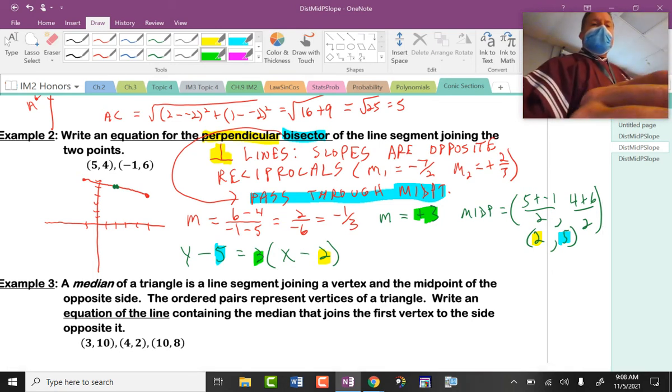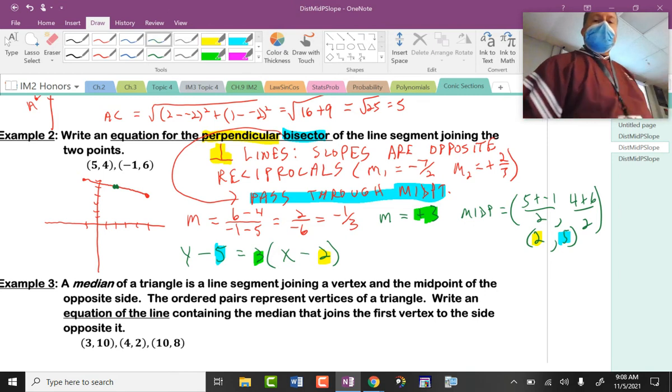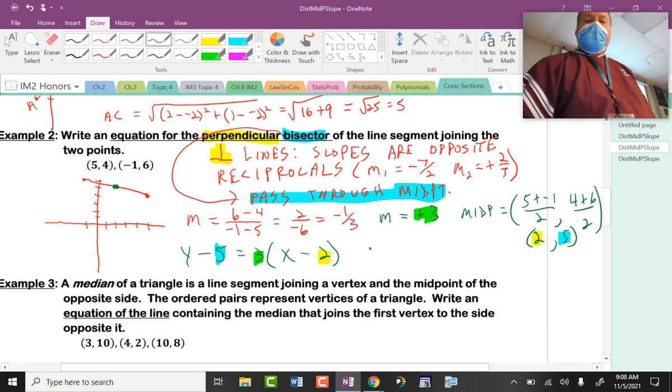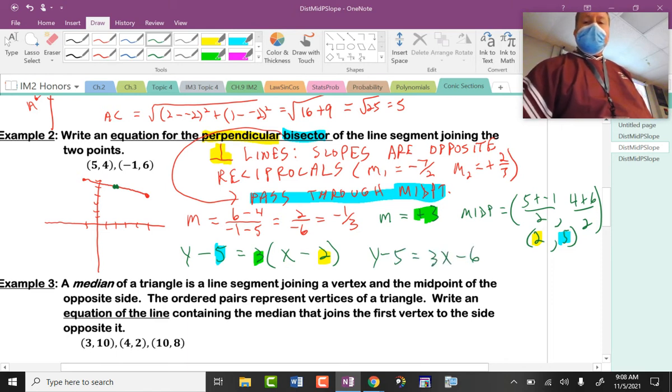This is my favorite because then all I have to do is distribute and then add 5. And usually I do that in one step. So I get 3x minus 6. And then I add 5. Y equals 3x, add 5 minus 1.